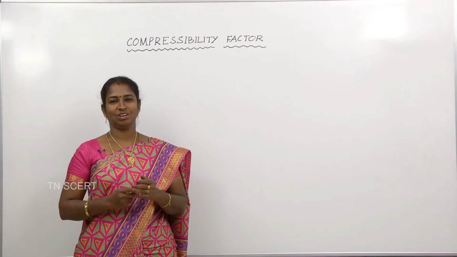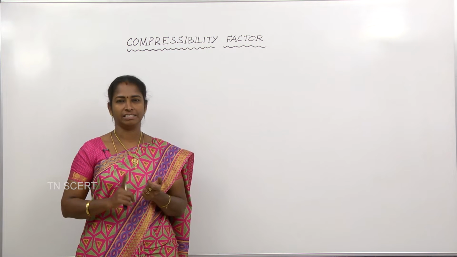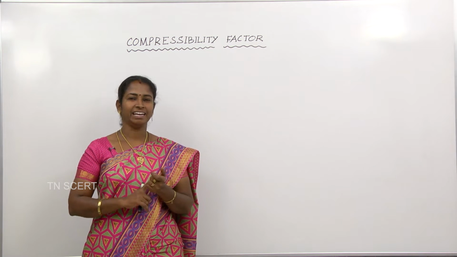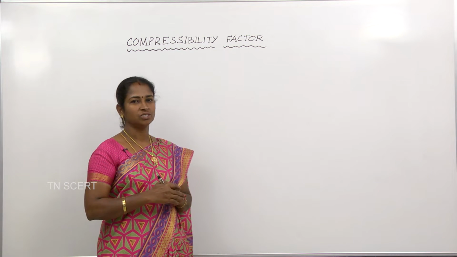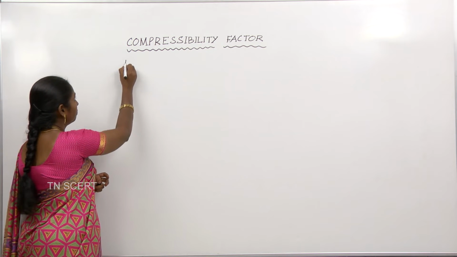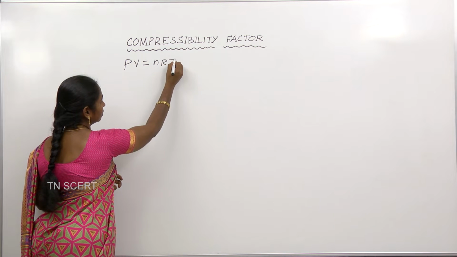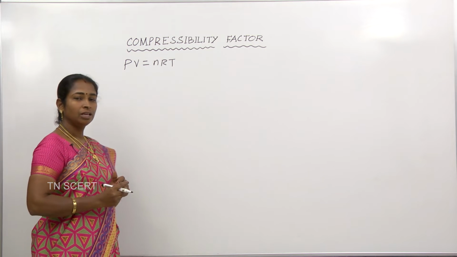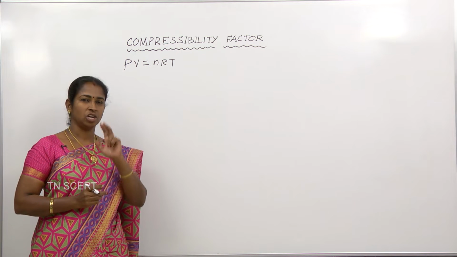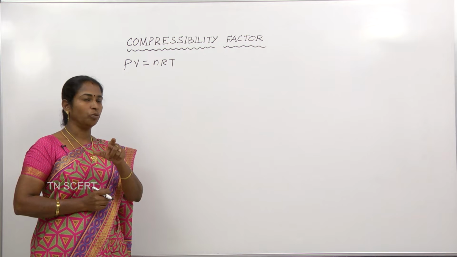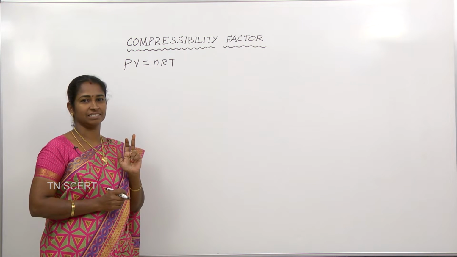Studied many gas laws such as Avogadro's law, Boyle's law and Charles' law, etc. And you know the ideal gas equation is PV is equal to nRT. So, we can say if a gas obeys the gas laws or if it obeys this ideal gas equation, the gas is said to be ideal gas.